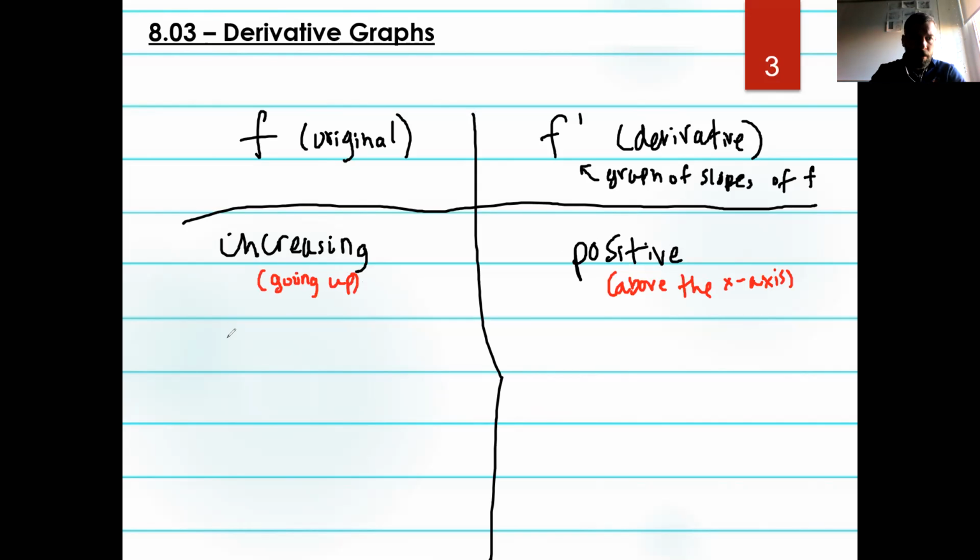And conversely, if the graph is decreasing, that means that the slope is going to be negative. And all of those negative values, if I were to just have a negative value and put it on a graph, let's say the slope was like -4 at some point. Well, where's -4 on the graph? -4 is going to be below the x-axis. So these are two separate graphs.